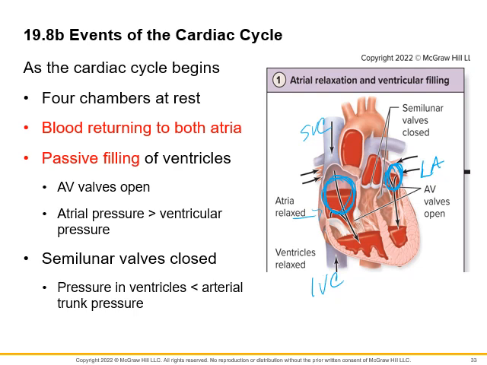They want to make sure you realize that the AV valves have to be open and that the semilunar valves have to be closed. So it makes sense, if blood is flowing from the atria to the ventricles, your bicuspid and your tricuspid have to be open. These semilunar valves are closed.